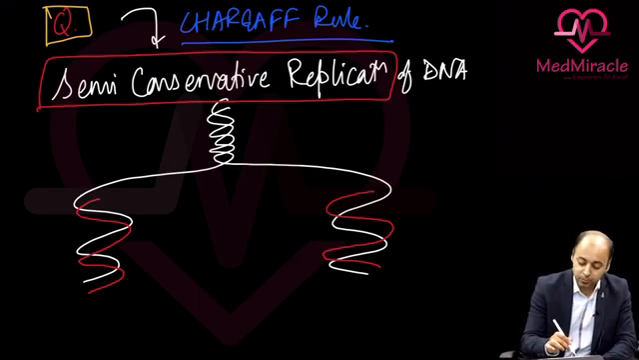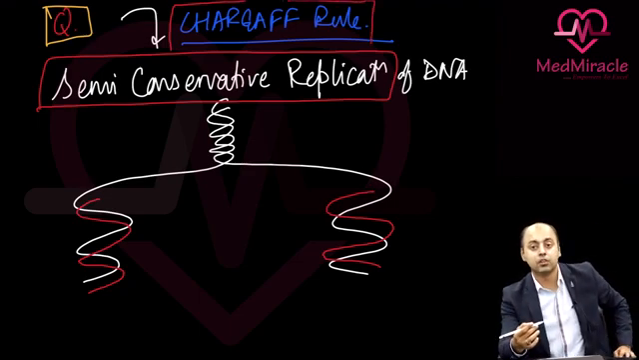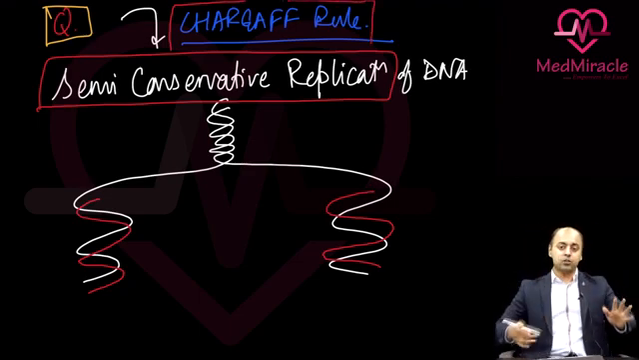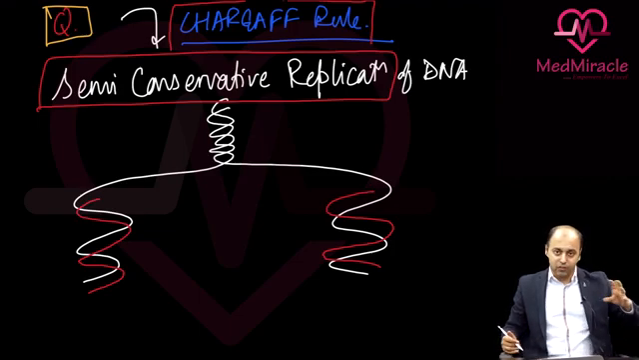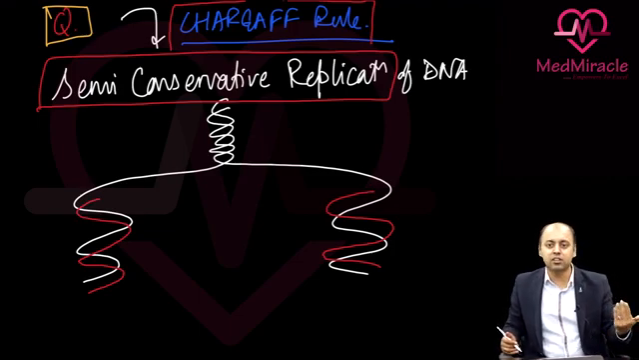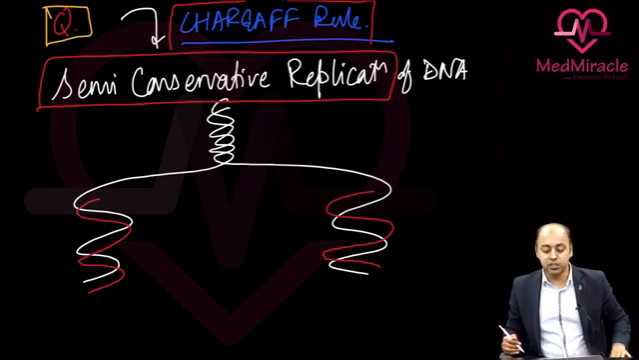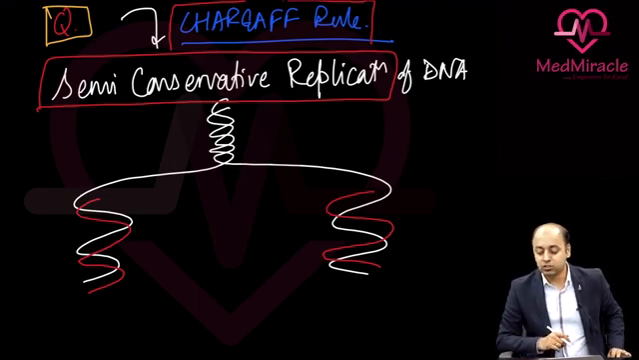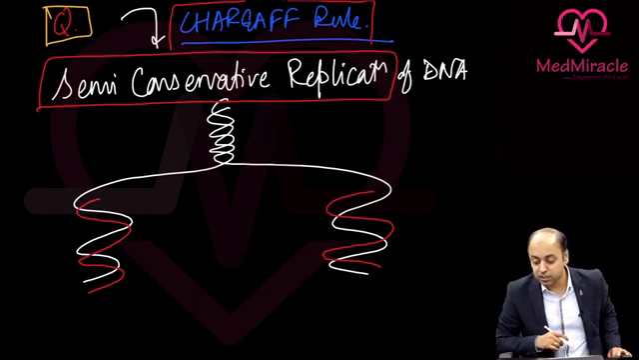This is required because we have to follow the Chargaff rule to synthesize the new DNA. We have to do the complementary base pairing to synthesize the new DNA. Therefore, half of the DNA has to be conserved. Otherwise, how will you do the pairing? So, semi-conservative replication of DNA is due to its following the Chargaff rule. Nowhere else will you find this property of semi-conservative replication.